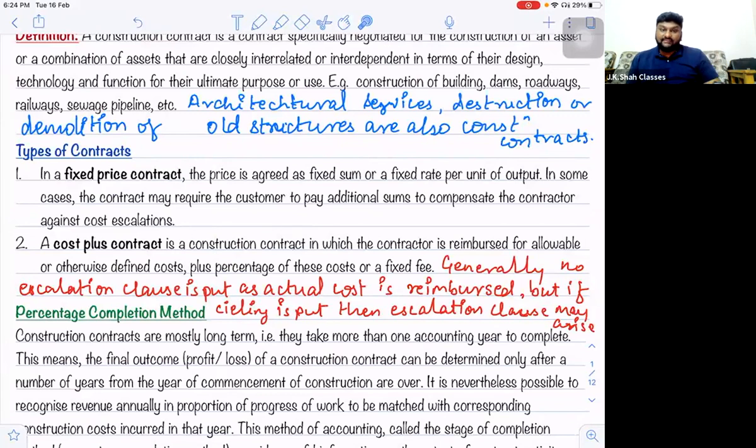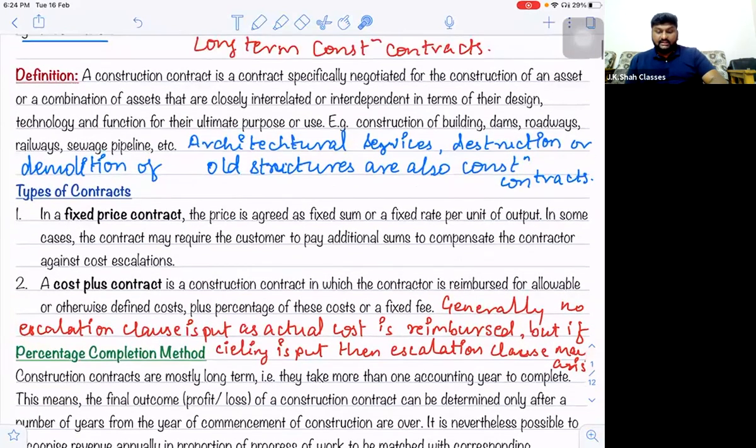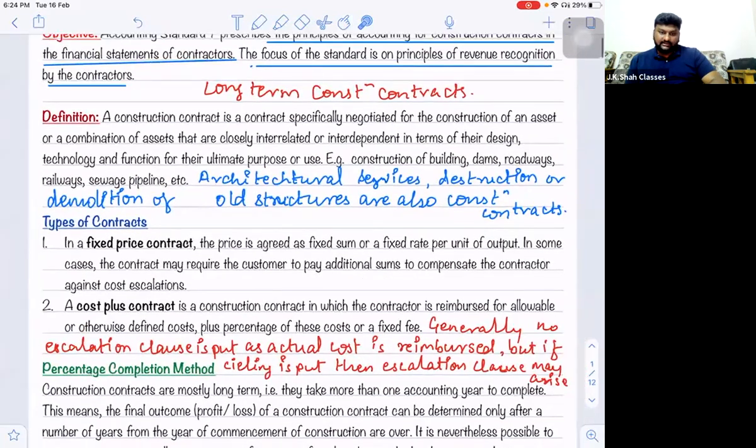I hope you're getting the differences between the two. And the major difference between these two is what? Here the prices are fixed at the inception, and here the prices are not fixed. Here whatever is the actual cost plus the profit margin becomes the contract value. So any person with any sort of queries with respect to objective, definition, and types of a contract?